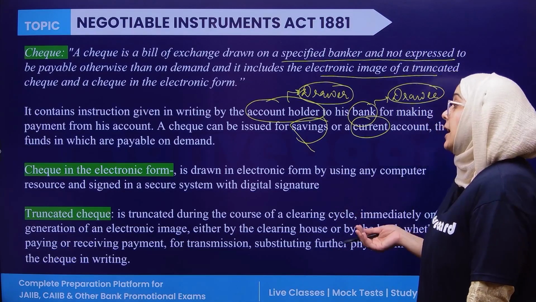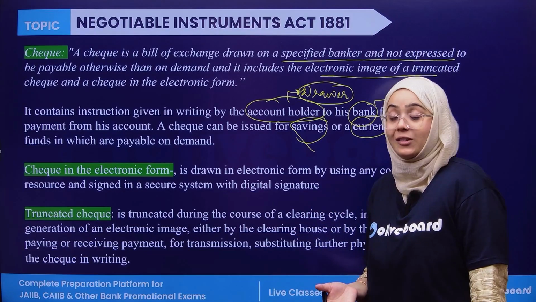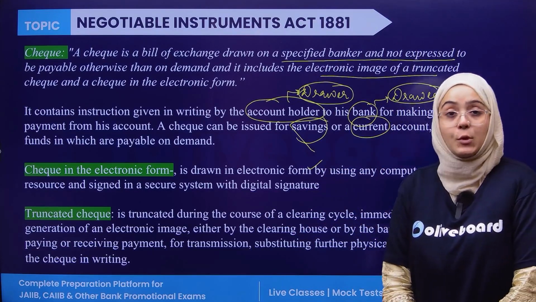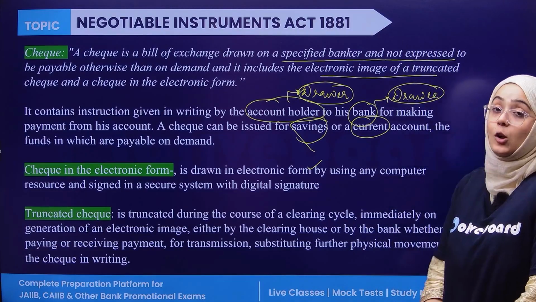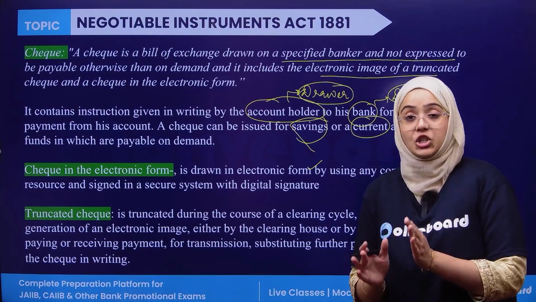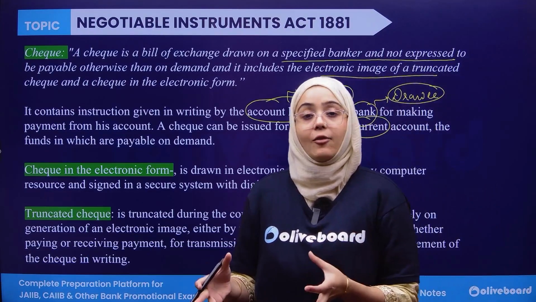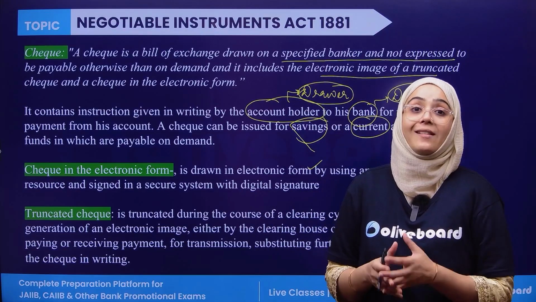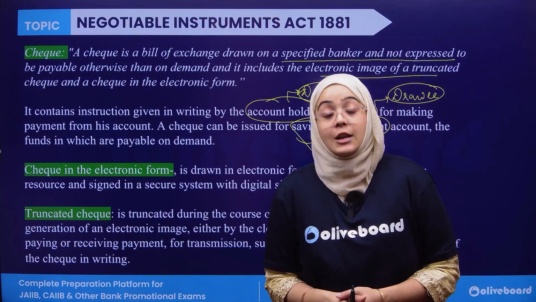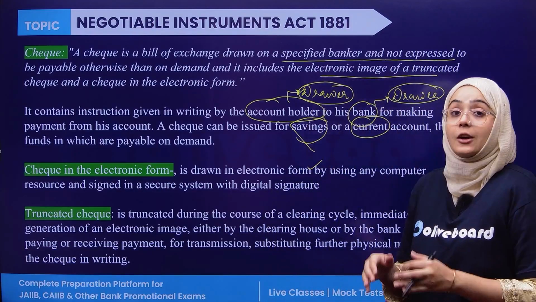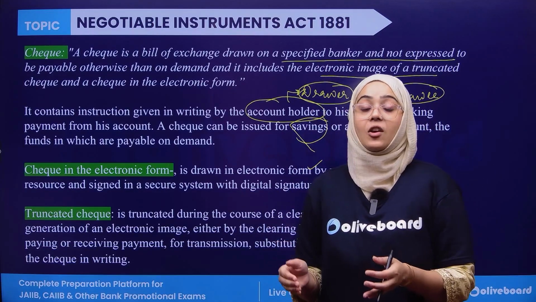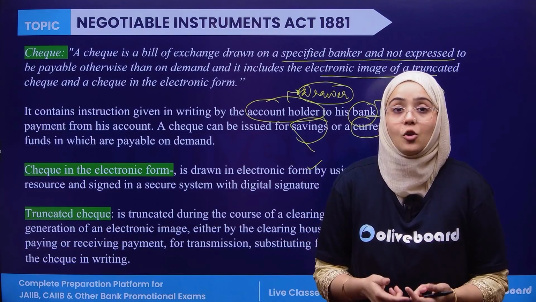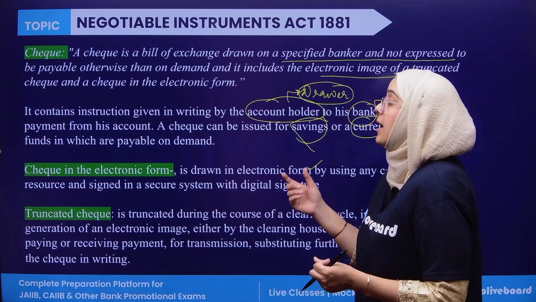Now, a check can also be in electronic form, which means it is drawn in an electronic form by using computer resources and signed with a digital signature. So a check can be written on a normal leaf of a checkbook, or it can be drawn in electronic form using your specified digital signature. A check is a written instruction in which the drawer, the account holder, is giving instruction to his bank, the drawee, that is, the one instructed to pay the balance from his or her account.